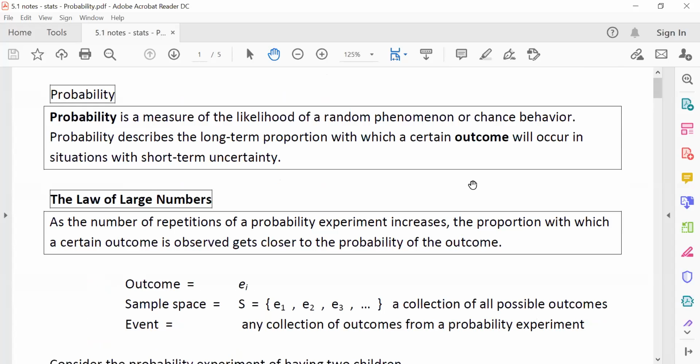So probability is a measure of the likelihood of a random phenomenon or chance behavior. Probability describes the long-term proportion with which a certain outcome will occur in situations with short-term uncertainty. That's a good definition for it. So basically, probability is our measure of how likely something is to happen. Either it's unlikely or it's very likely.